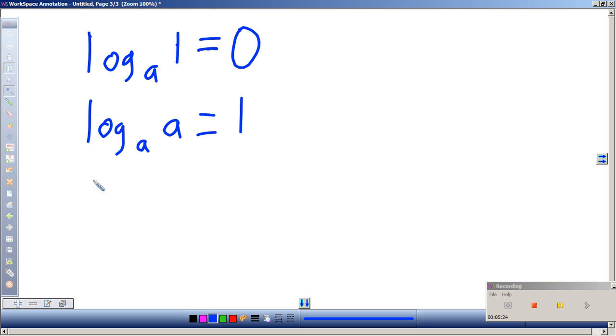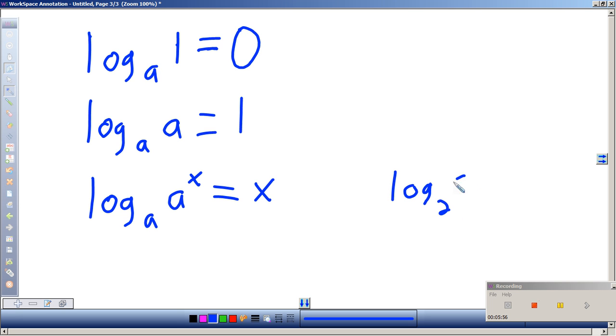Now a bit more complicated. Log base a of a raised to the x. a raised to what power is a to the x? x. So think about it. If I did log base 2 of 2 to the third, 2 raised to what power is 2 to the third? It's just 3.